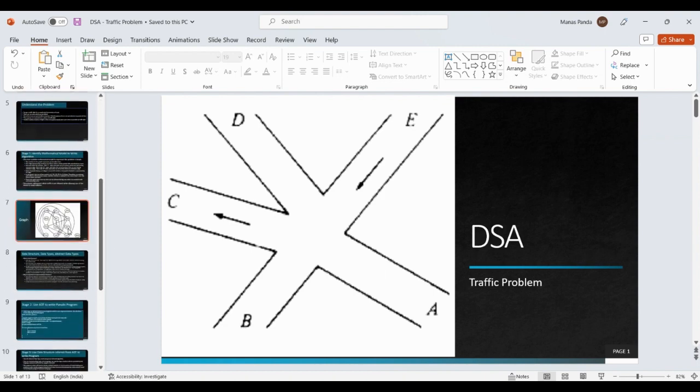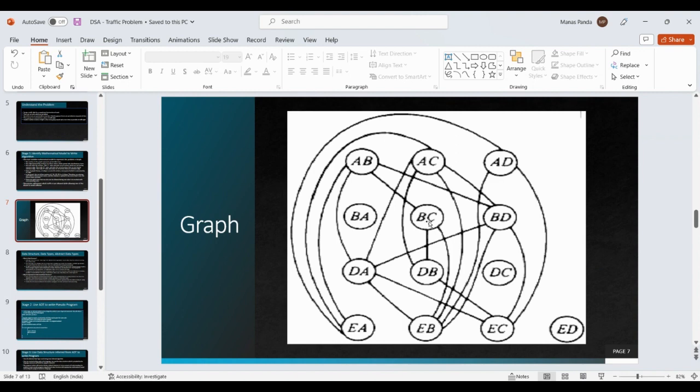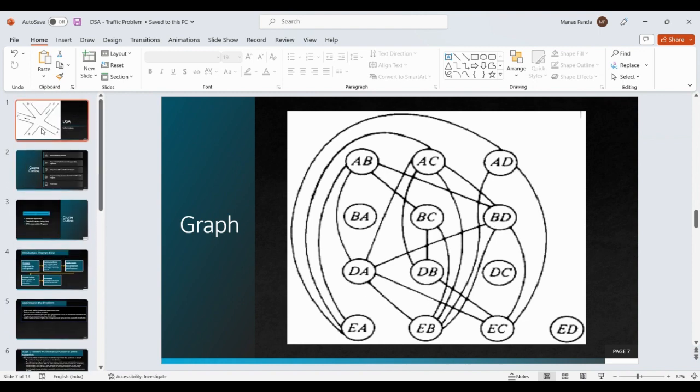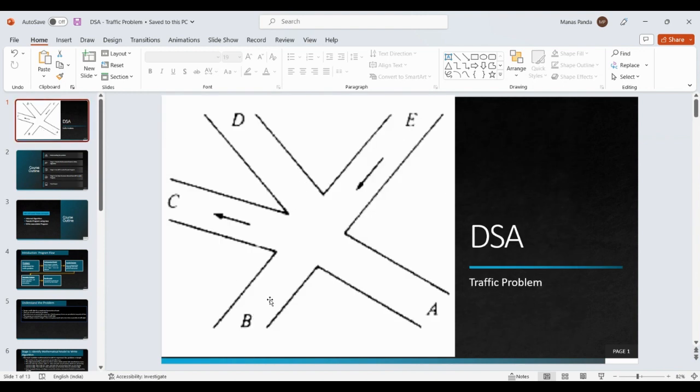What is not allowed? If you look at here, what is not allowed? BC is connected to DB, for example. Okay, BC is connected to DB. Then come here. BC is connected to DB. That means, while this traffic is going, BC, DB, which will come here, is not allowed because there will be a collision. So while this traffic is going, we cannot allow this traffic to come in.